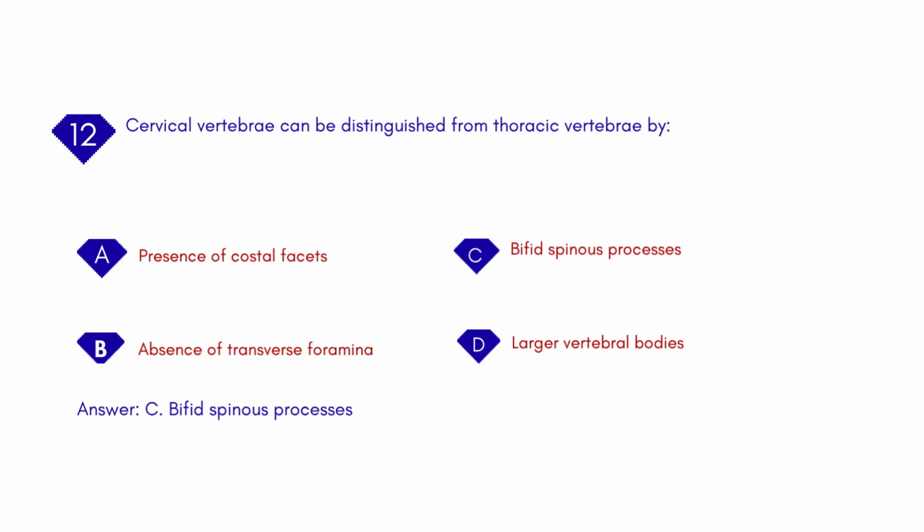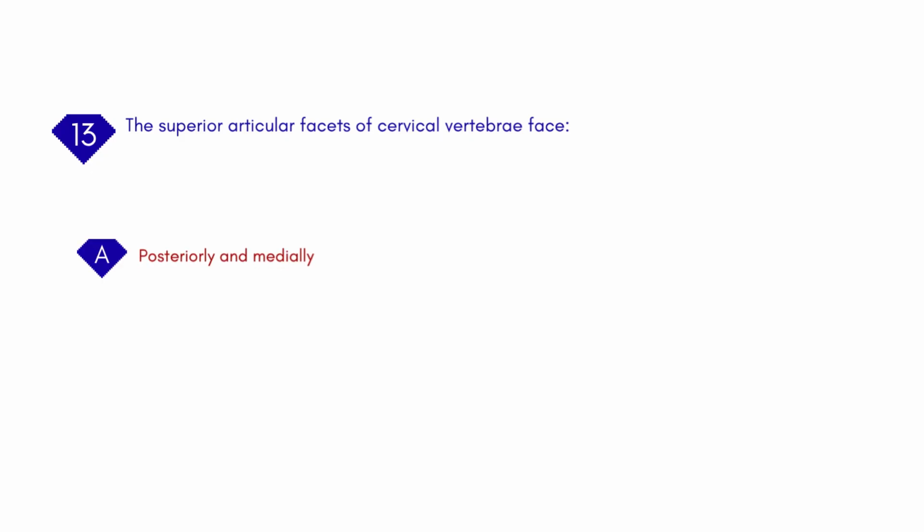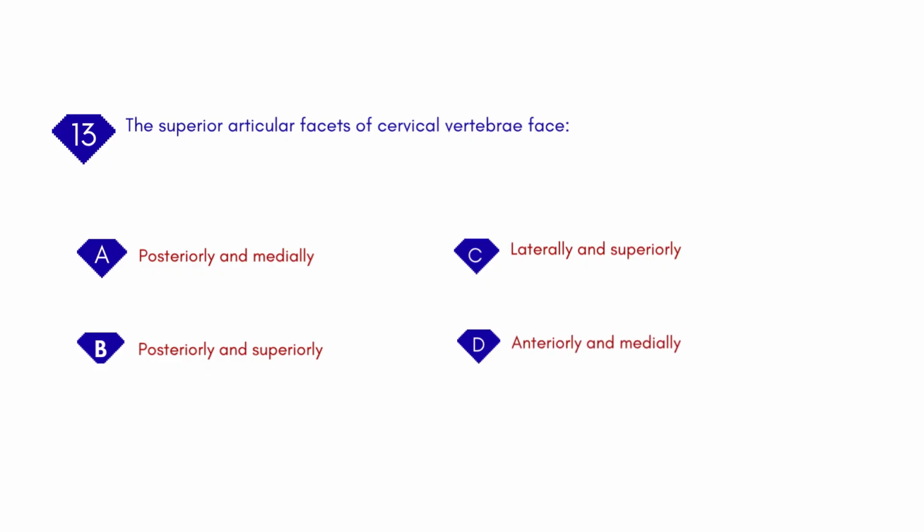Answer, C. Bifid spinous processes. The superior articular facets of cervical vertebrae face A. Posteriorly and medially. B. Posteriorly and superiorly. C. Laterally and superiorly. D. Anteriorly and medially. Answer, B. Posteriorly and superiorly. What is the primary role of the transverse ligament of the atlas?